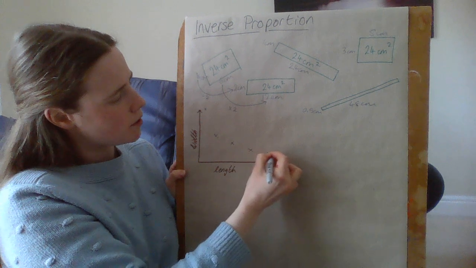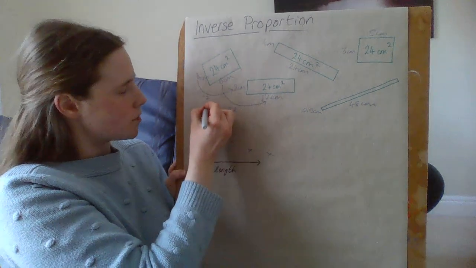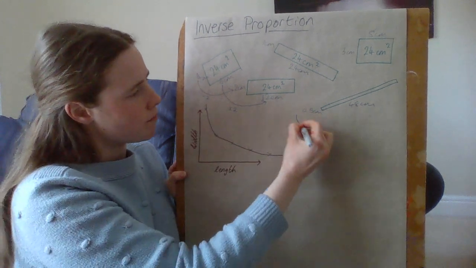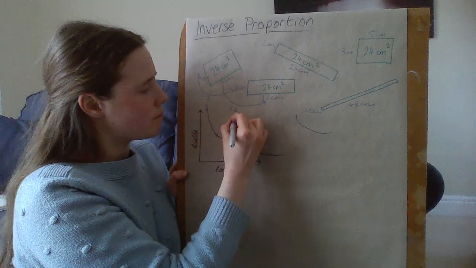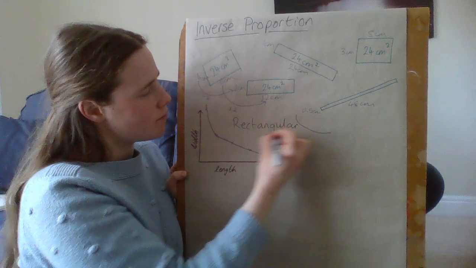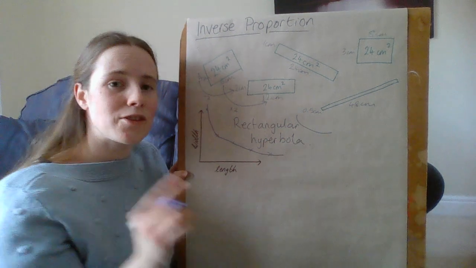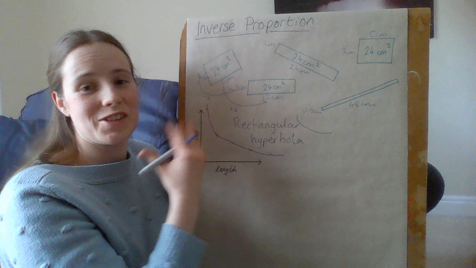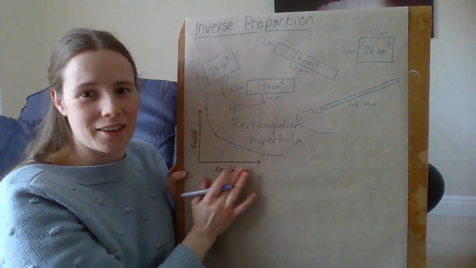And if you plotted your different points, sorry, it's not drawn that brilliantly, you end up with a shape that looks like this. It's actually called a rectangular hyperbola. It's not called rectangular because of the rectangles, but it just so happens that in the case of this example, we have rectangles and we have a rectangular hyperbola.